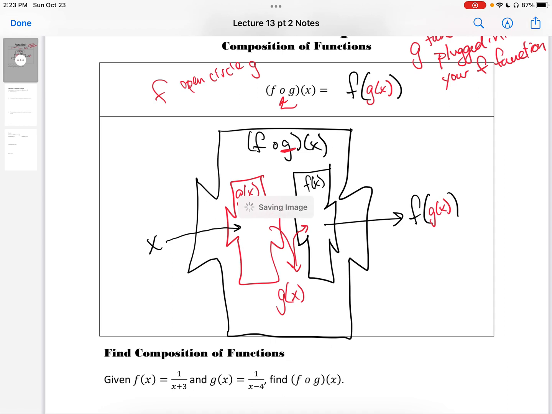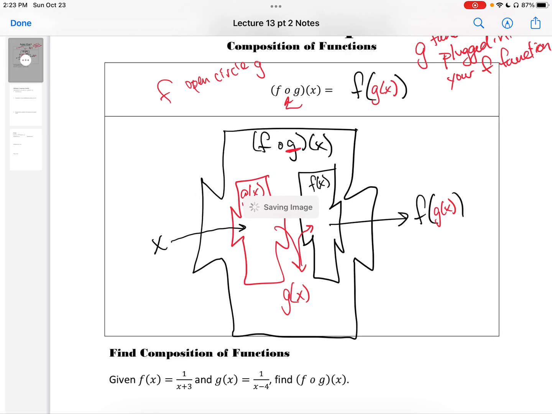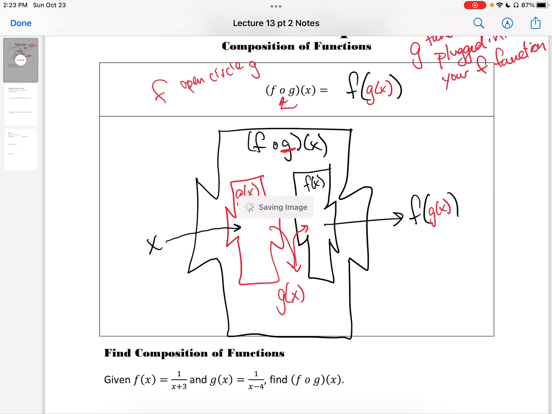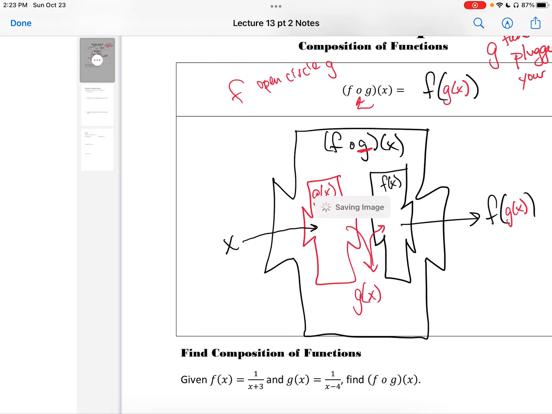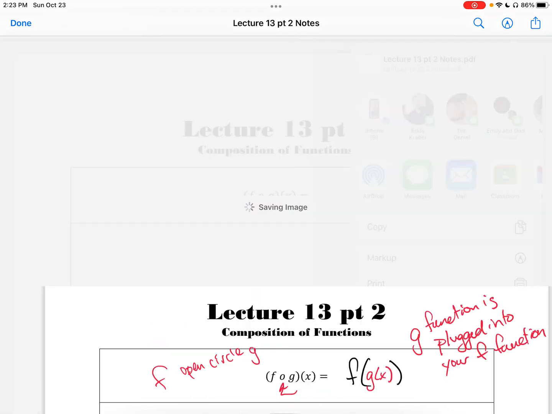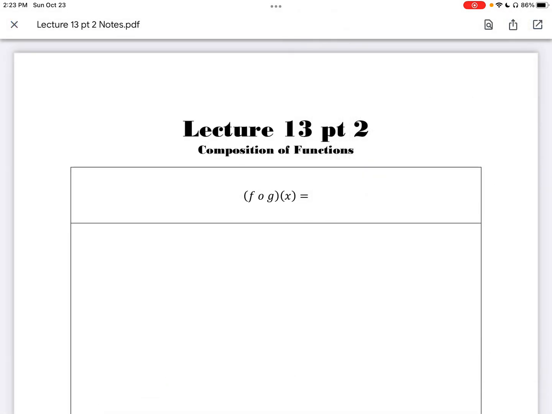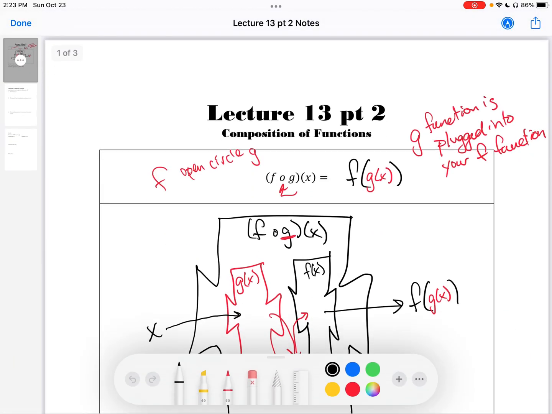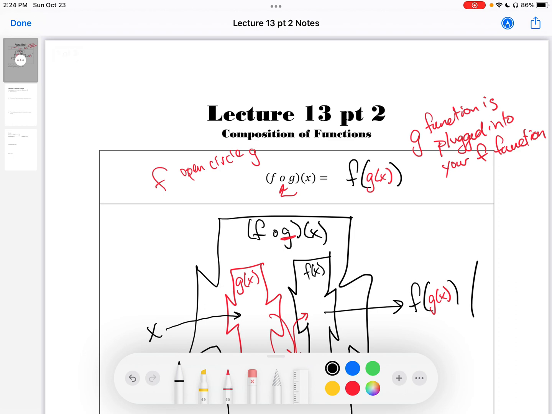So composition of functions, I'm not sure what this is doing here. This isn't good. Of course, I try to be responsible and do this on the weekend. Okay, well, whatever. Working now.